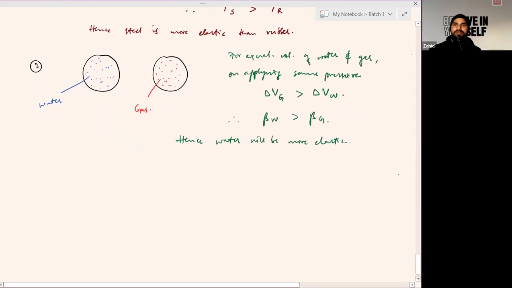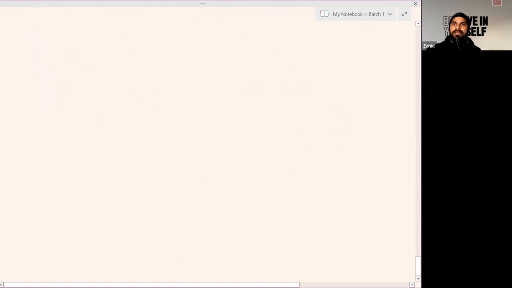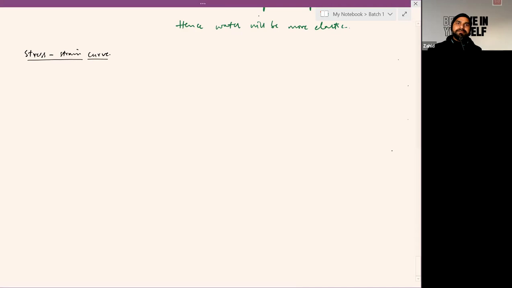So this is all about stress, strain, and deformation part. Next is the stress-strain curve. You'll be asked to define this particular curve and plot its different points.